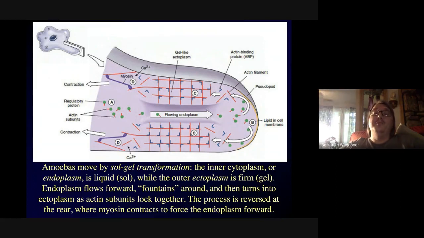What makes amoebas move is called sol-gel transformation. The inner cytoplasm is very liquid, and that's called a sol. Think of solution and solute and solvent and all that. Sol means the liquid cytoplasm. The outer cytoplasm in an amoeba is actually very firm, and that is because molecules of actin, a protein, it's also found in your muscle, for example.